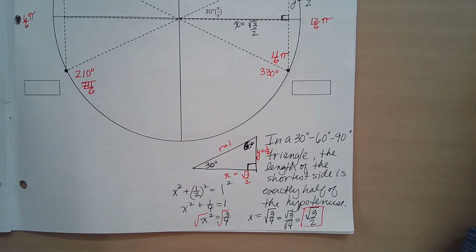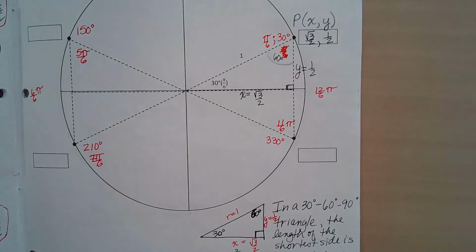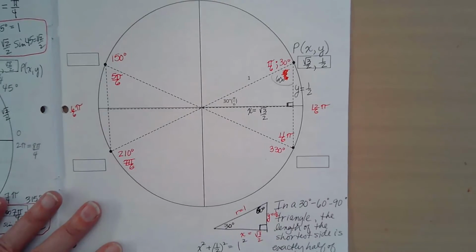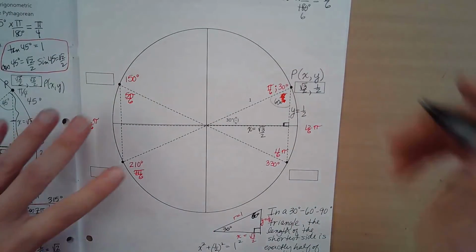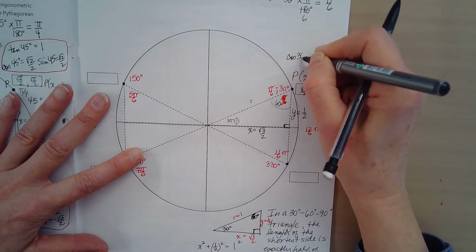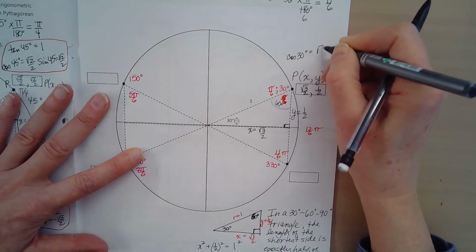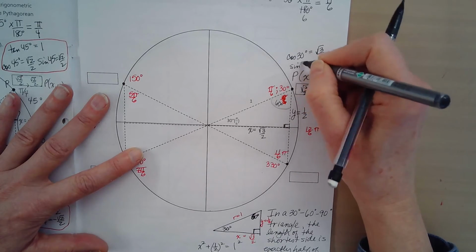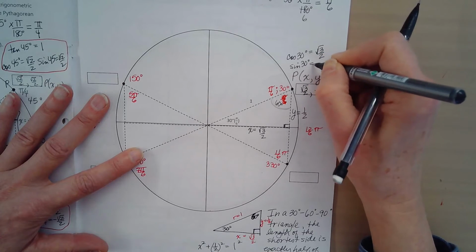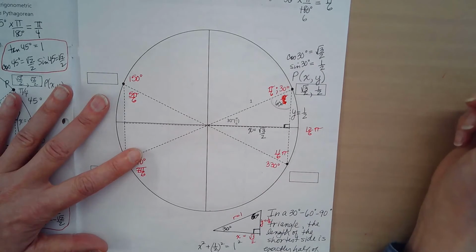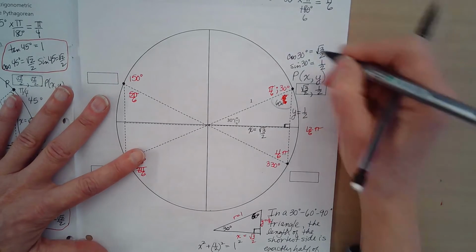And that gives me my cos and my sine. So cos of 30 degrees equals root 3 on 2. Sine of 30 degrees equals 1/2. We've got to figure out what tan equals, right?